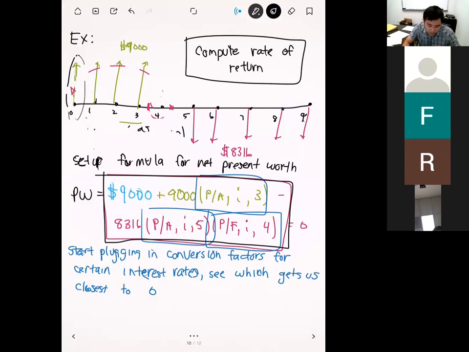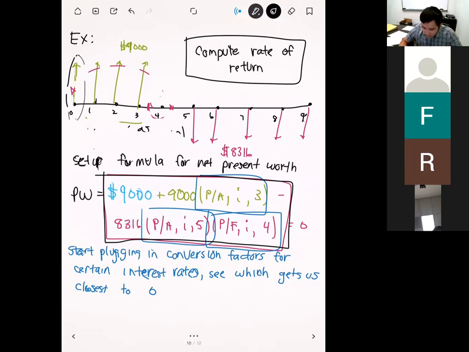What we're going to do is take these 3 conversion factors that I've boxed here in this problem and start looking up conversion factors from the compound interest tables, and then find the interest rate that gets us closest to 0. Or if not, try to find the point at which the sign of the present worth changes, either from positive to negative or negative to positive. Because ultimately, what we want is to solve for the interest rate that satisfies this equation.